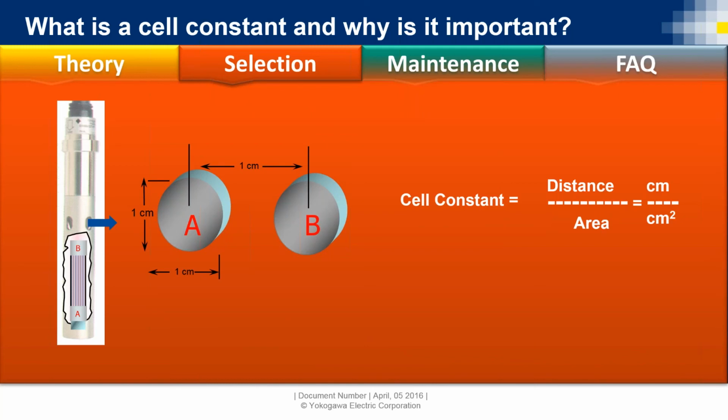The cell constant is calculated by dividing the distance of these electrodes, so either 2 electrodes or 4 electrodes, by the area of the plates, and you get some value. You get like a 0.01, a 0.02, a 0.1, a 0.2, a 1.0, a 5.0, a 10.0. There's some numeric value. This numeric value is what's inputted into the analyzer, and in the electronics it does the calculation.